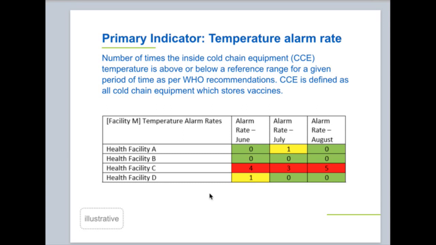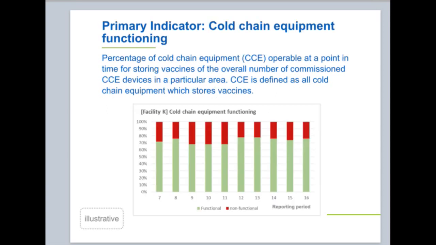Another indicator, of course, is the cold chain equipment functioning. So very simple: is it functioning? Is it not functioning? And for a period of time. So those are the primary indicators that we are proposing.